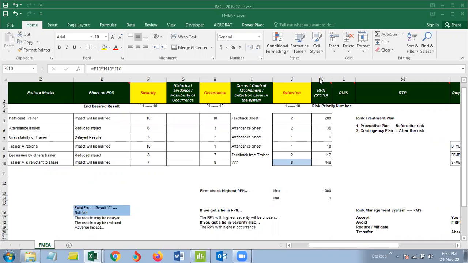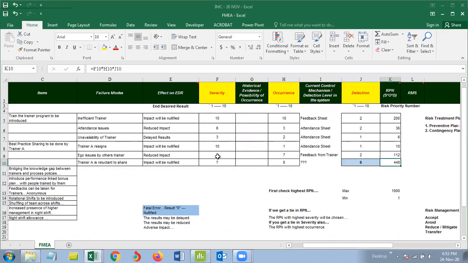Sir, can you please show us some glimpse of this, like in Minitab? On Minitab we can't do this. No, sir, like Minitab. Can you please show some glimpse of this?